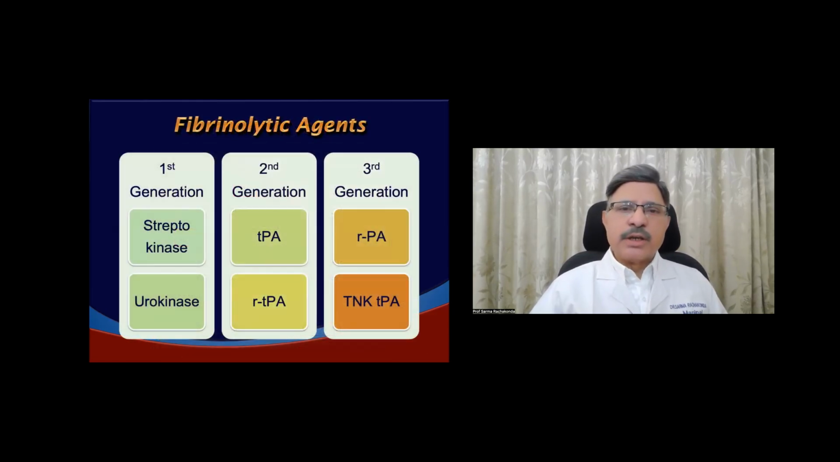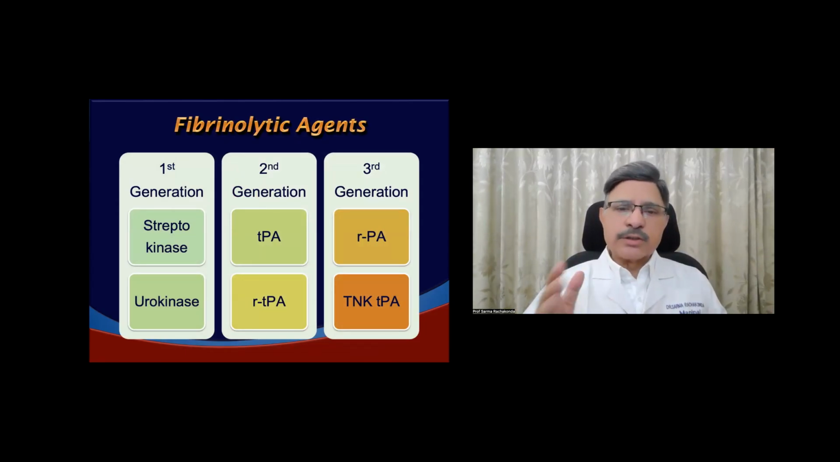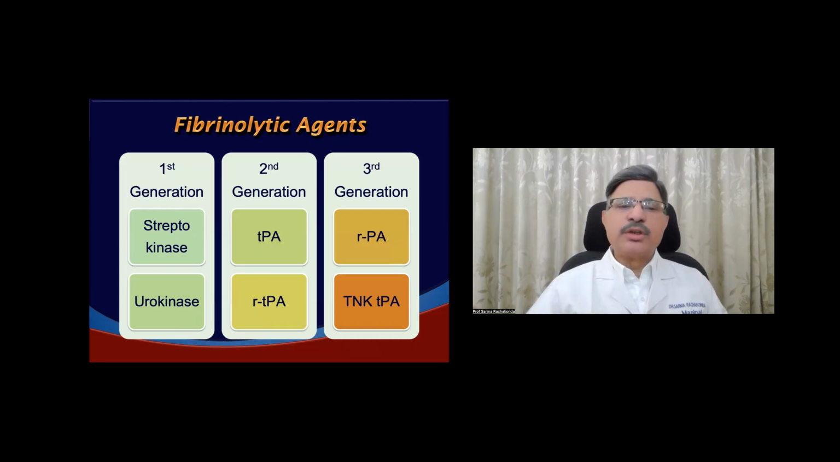Now, first generation, second generation, third generation. Streptokinase and urokinase are the first generation. The problem is antibody formation. You cannot reuse it or repeat the use. Whereas second generation is TPA or alteplase. Third generation is RPA and then TNK-TPA. And nowadays, it is better to use TNK, the third generation.